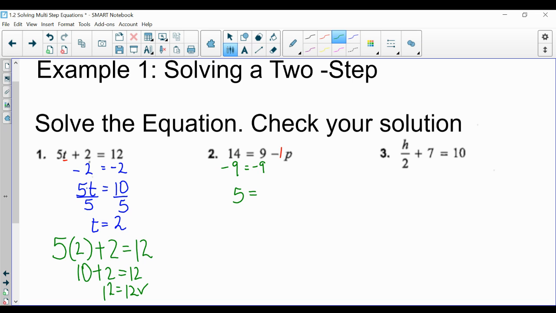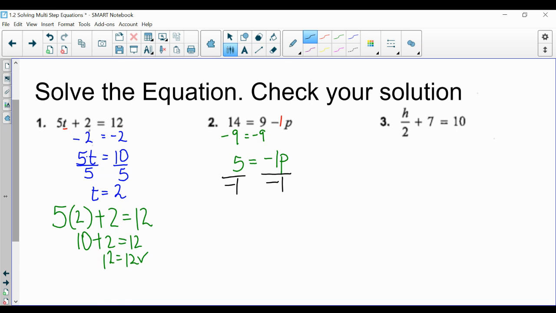Bring my equal sign down. And what I have now is a negative 1p. So I need to get rid of that negative 1. I'm going to divide by negative 1. And so now the answer here is p is equal to a negative 1. Or, I'm sorry, p is equal to a negative 5. But if for some reason you drop that negative, you're not going to get the correct answer.